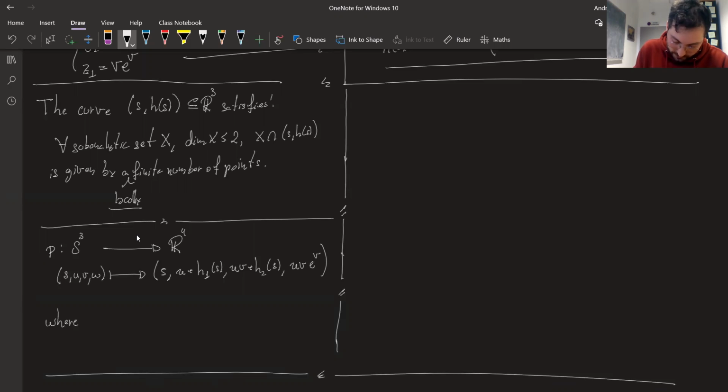where this S3 is equal to F square plus U square plus V square plus W square equals 1. Right, it's this here. And we're defining this morphism here.